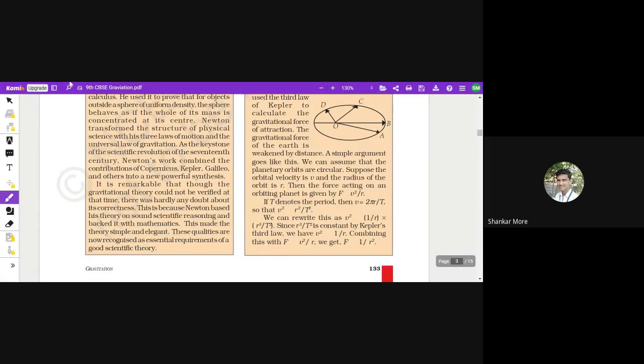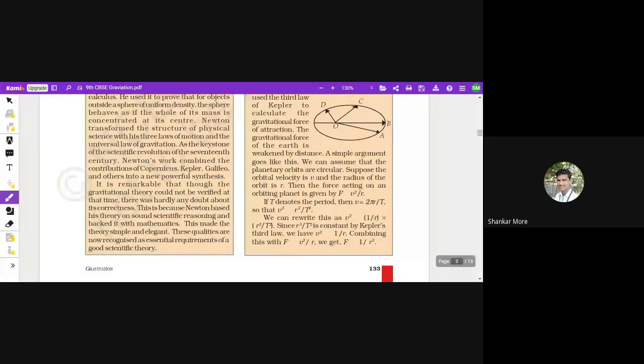मतलब उस समय जब न्यूटन ने ग्रेविटेशन का कंसेप्ट रखा था, सो इट वाज नॉट पॉसिबल टू वेरीफाई दैट. बट लेकिन उसके करेक्टनेस में कोई डाउट था भी नहीं, लेकिन आज भी नहीं है, राइट? व्हाई? बिकॉज जब उन्होंने ये सिद्धांत दुनिया के सामने रखा ग्रेविटेशन का, सो ही हैड समथिंग टू बैक. मतलब उनके पास साइंटिफिक रीजनिंग थी, उनके पास मैथमेटिक्स था उनकी थ्योरी को सपोर्ट करने के लिए, राइट? सो दिस मेड द थ्योरी सिंपल एंड एलिगेंट.